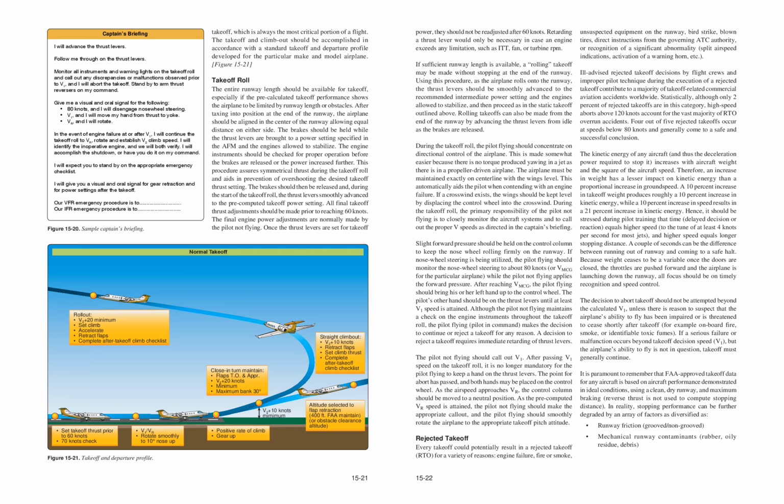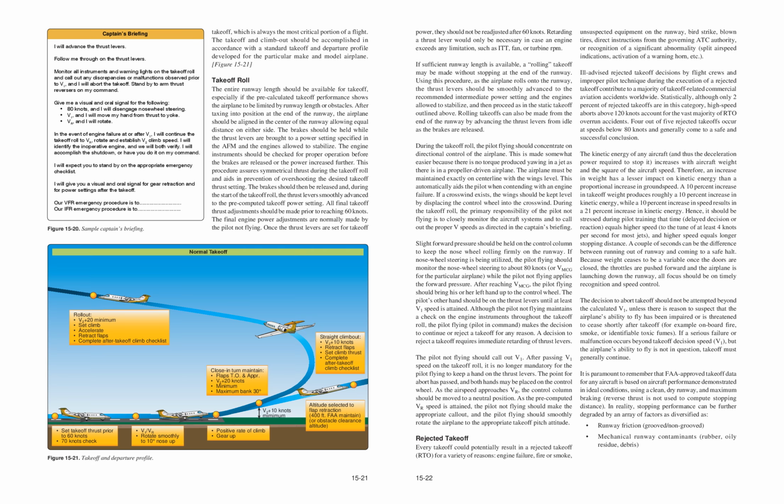Statistically, although only 2% of rejected takeoffs are in this category, high-speed aborts above 120 knots account for the vast majority of RTO overrun accidents. 4 out of 5 rejected takeoffs occur at speeds below 80 knots and generally come to a safe and successful conclusion. The kinetic energy of any aircraft, and thus the deceleration power required to stop it, increases with aircraft weight and in the square of the aircraft's speed. Therefore, an increase in weight has a lesser impact on kinetic energy than a proportional increase in ground speed. A 10% increase in takeoff weight produces roughly a 10% increase in kinetic energy, while a 10% increase in speed results in a 21% increase in kinetic energy.